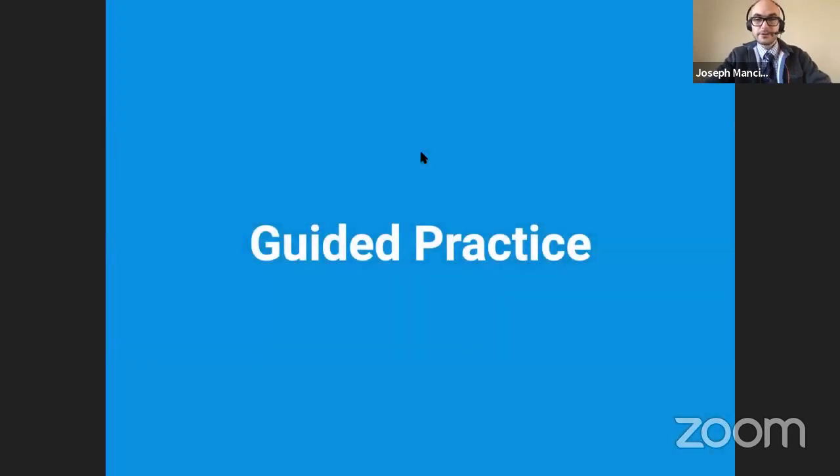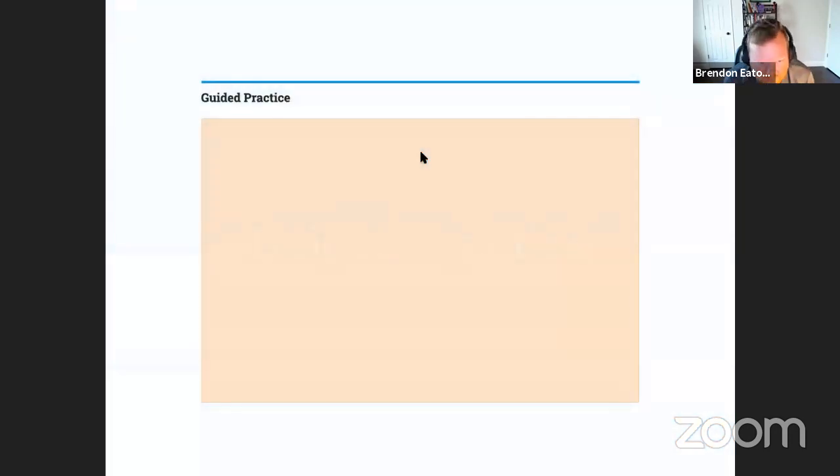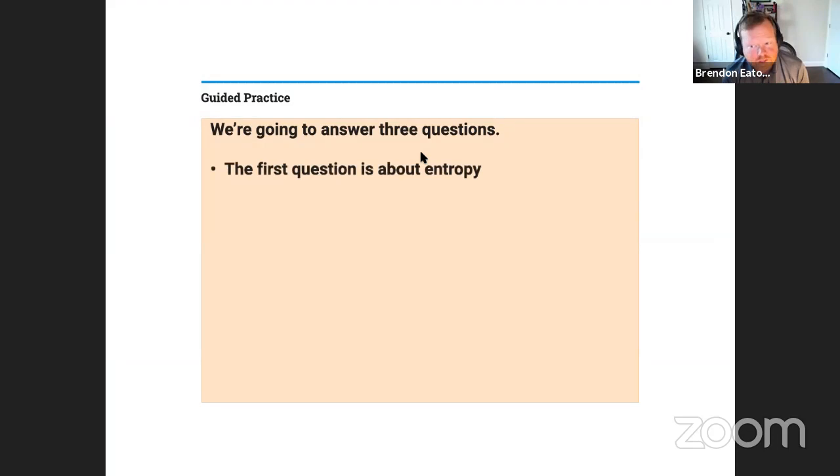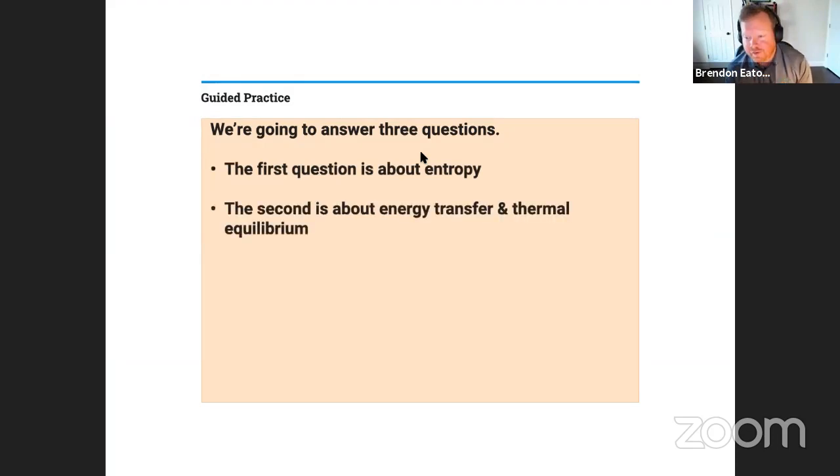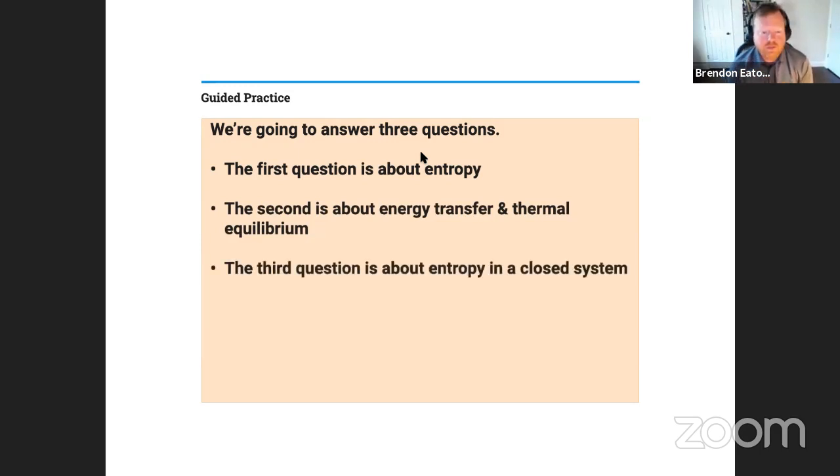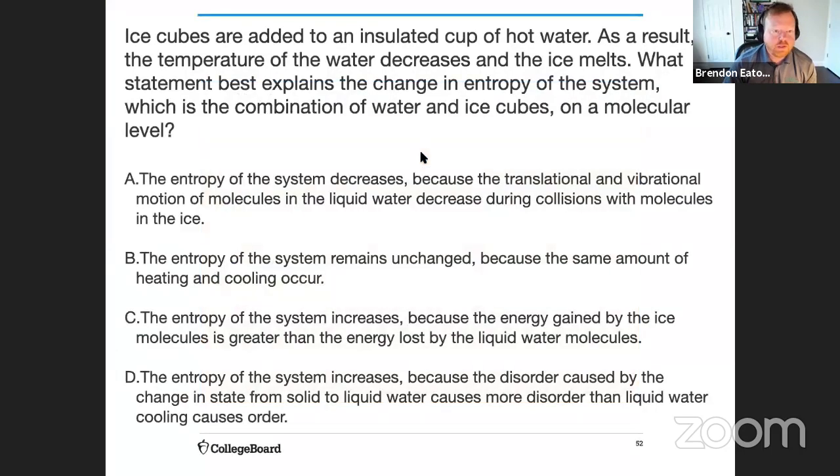And there we go. Here's your guided practice for today. As usual, we will answer 3 questions. The first question, surprisingly, is about entropy. The second is about energy transfer and thermal equilibrium. And the third is about entropy in a closed system. So here comes your first question.